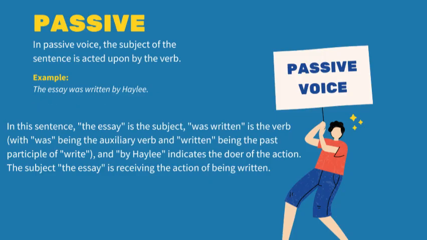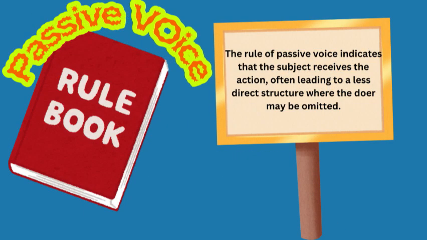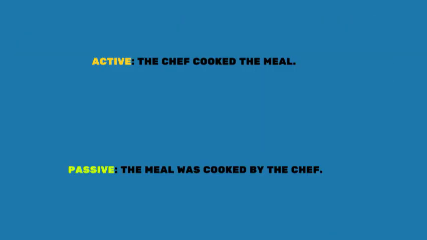So what's the rule for the passive voice? The rule of the passive voice indicates that the subject receives the action, which often leads to less direct structure where the doer may be omitted.